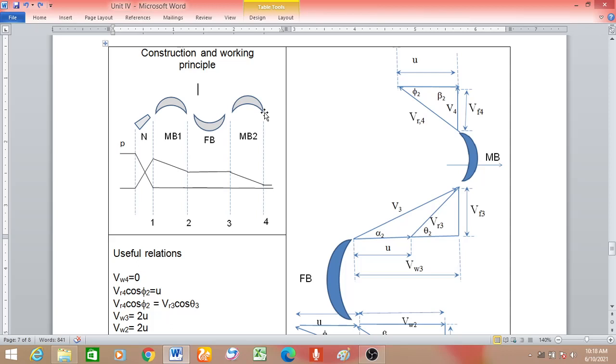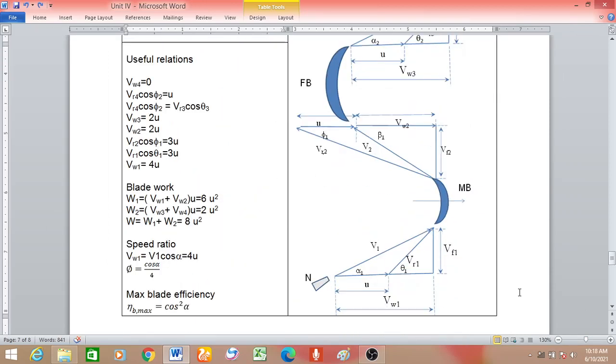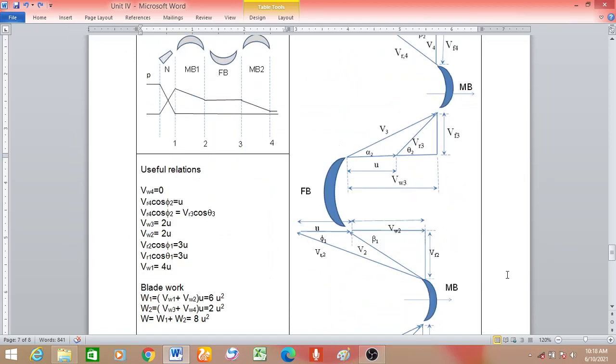Okay, the same principle. Whatever we have learnt before is for a single stage, so we have to extend the same concept. Okay, the same principle, same velocity vectors, the rules, the angles, etc. Okay, so you can see here, I have marked here the... okay, here you can see.